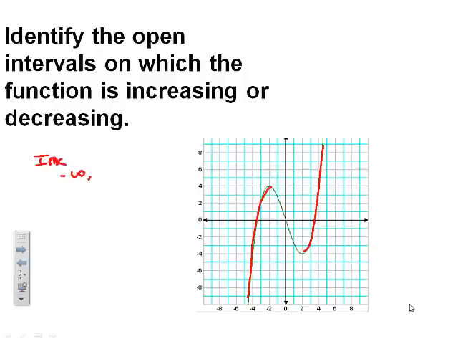from negative infinity up to negative 2, and it's also increasing from positive 2 all the way up to infinity. The middle section, the roller coaster, the function is going downhill. So therefore it is decreasing from negative 2 to positive 2. That's if you're given a graph.